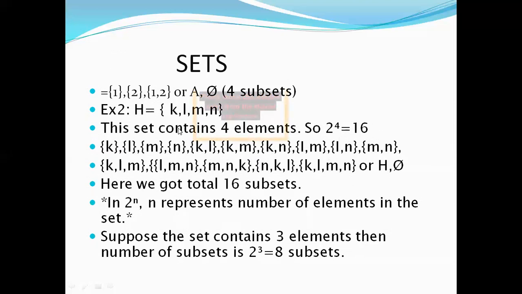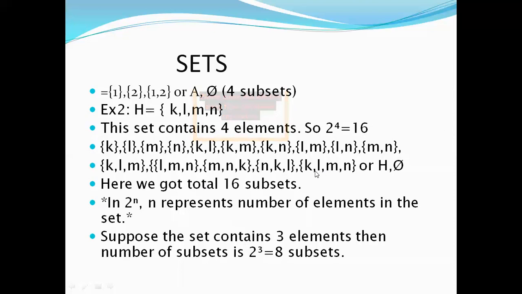That's why you start with K and write Kl, Km, Kn completed. Then with L you write Lm, Ln. Then at last you write Mn. So two element sets are completed. Now move on to three element sets. That is KLM, then start with L, LMN, then start with M, MNK, then start with N, NKL. So these are the three element sets.